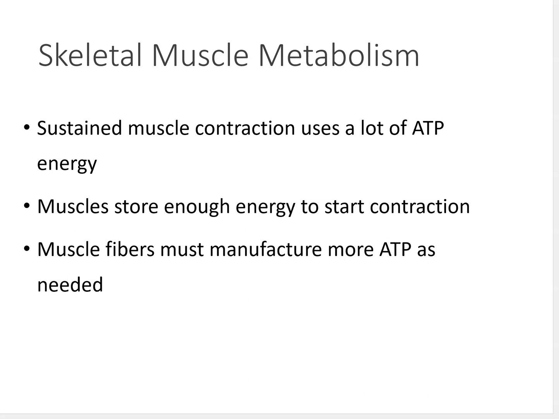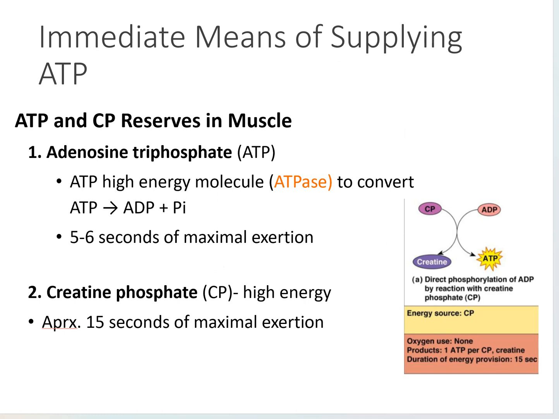So we know that contraction uses a lot of ATP, but we also know that muscles store energy, at least to start a contraction and get us through the first few seconds of an activity. Then they can make more ATP as needed, and again, the way you make it is through glycolysis and aerobic respiration. However, we know that muscle has an immediate supply of energy, and there are two molecules that do this. First, we have ATP, which I know you're familiar with, and ATP is your immediate energy source.